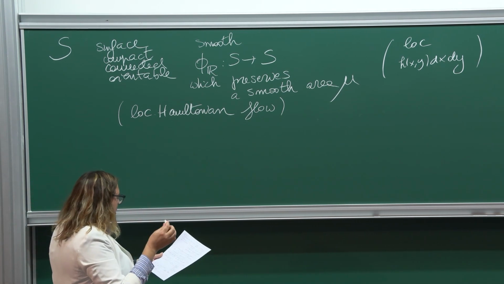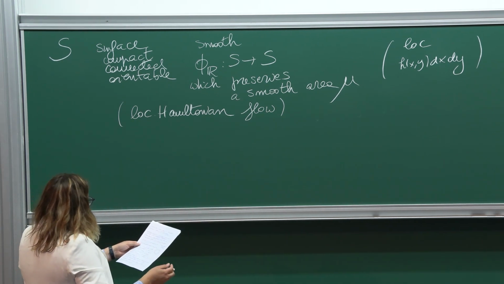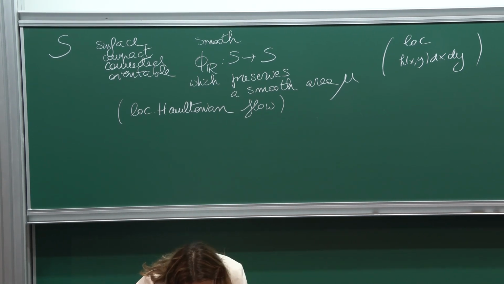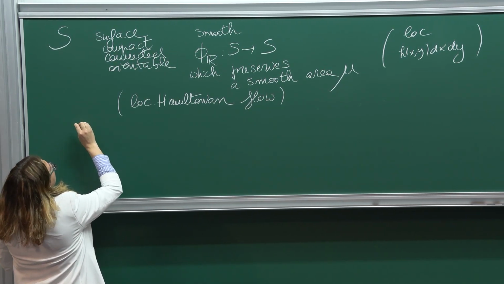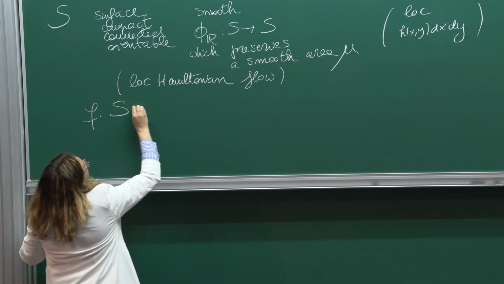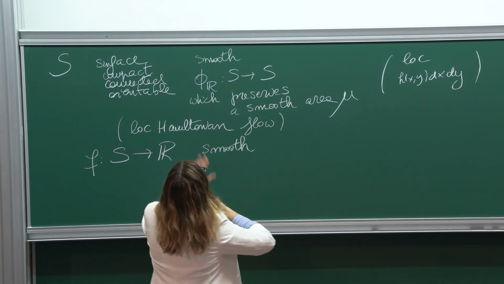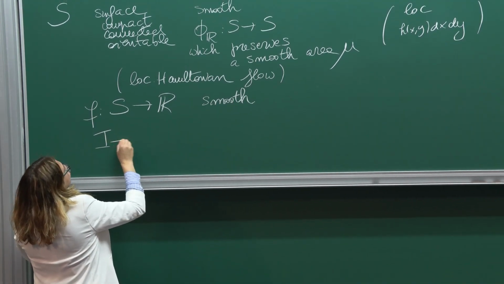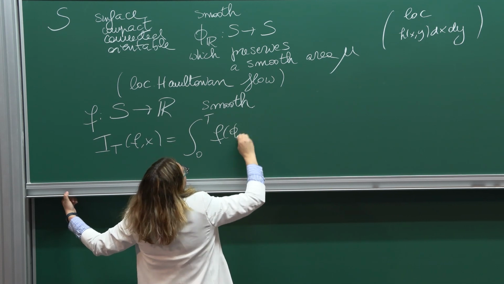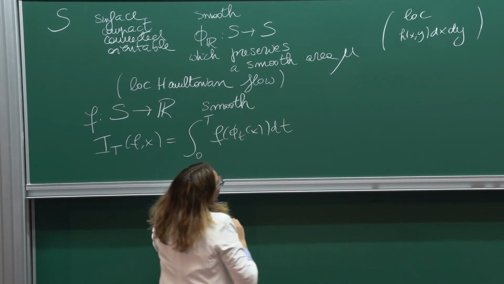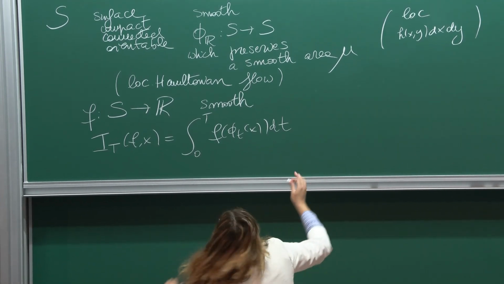OK, but so this is the setting now. I'll improvise. What I want to say is that for these flows, I take a smooth function on my surface, and I'm going to consider, as we did yesterday, the ergodic averages along the trajectories. And what I want to say is that indeed these ergodic averages display power deviations.